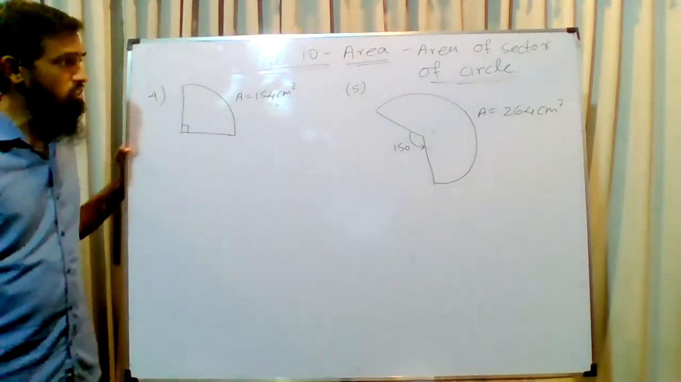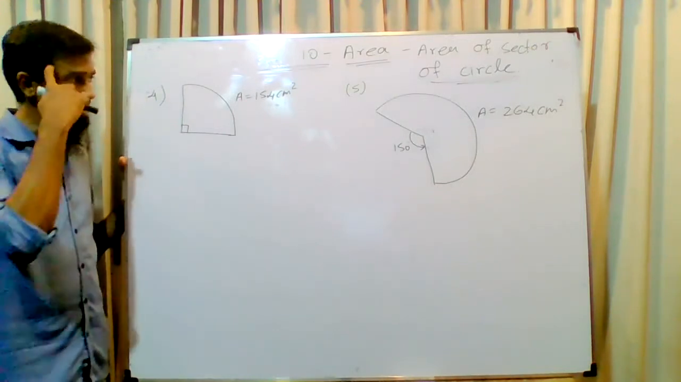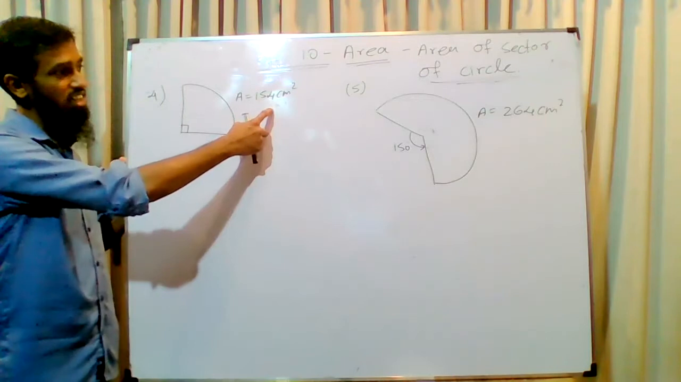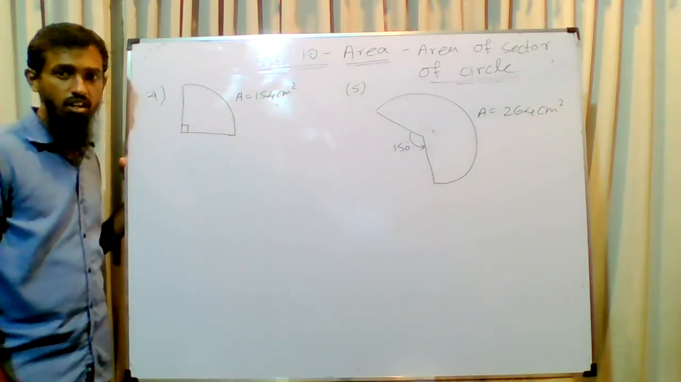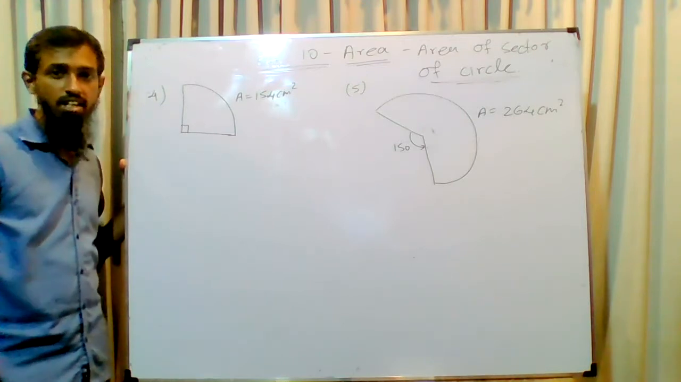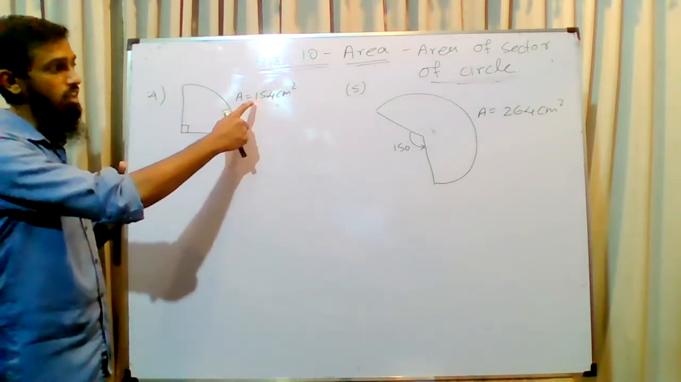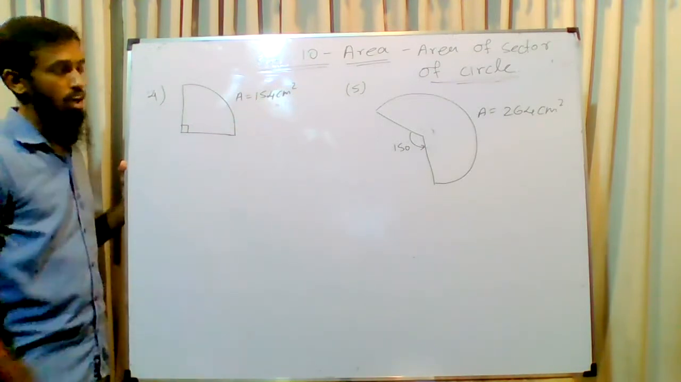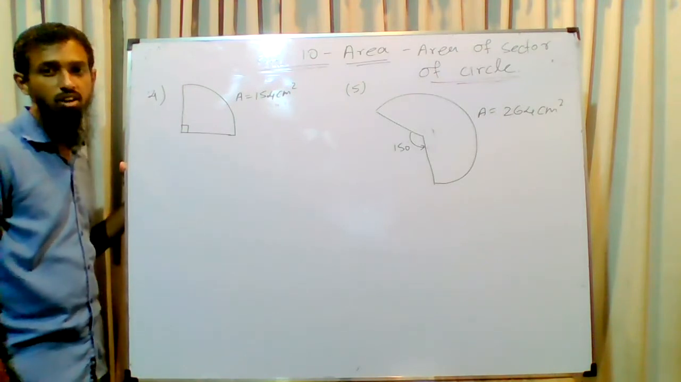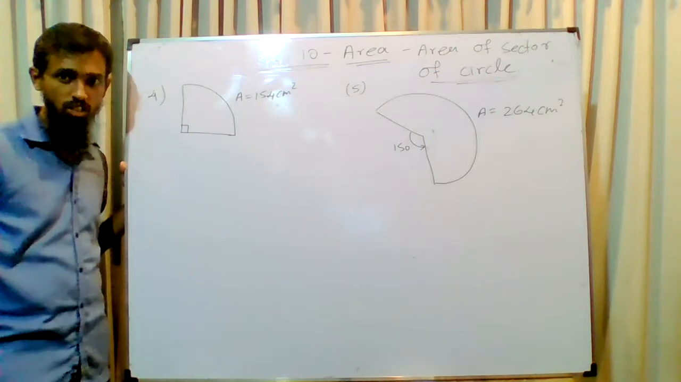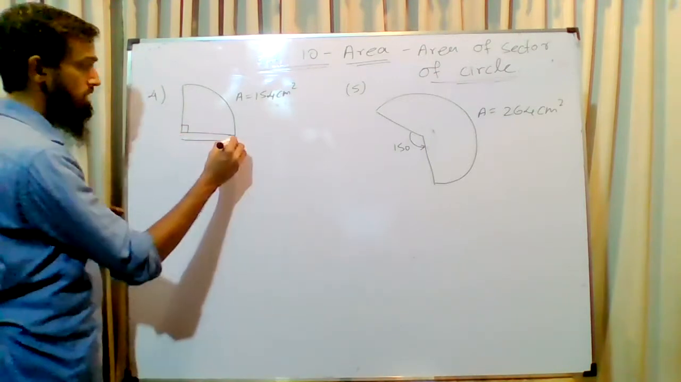Okay, the fourth and fifth examples, we are given two sectors. The area of the sector is given and the angle of the center is given. We need to find the radius. So write a question. The area of the given sector is 154 centimeter square. Find the radius of this sector. That is your question. Okay, write the question, draw the figure. So we mark the radius as R.